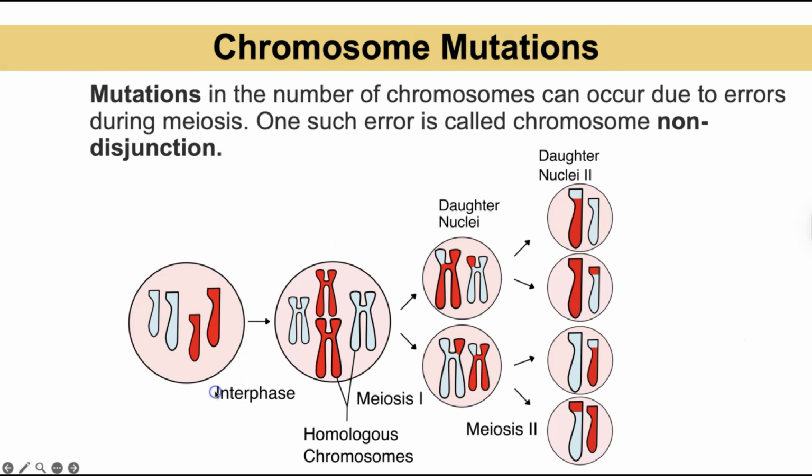You can also get chromosome mutations, and this is mutations in the number of chromosomes, and that can happen during meiosis. Now, a chromosome mutation, if you're asked in the exam to name the chromosome mutation, it's non-disjunction. That's come up quite a lot recently, and sometimes students aren't sure what they're meant to say the name of the chromosome mutation is, and the name of it is non-disjunction.